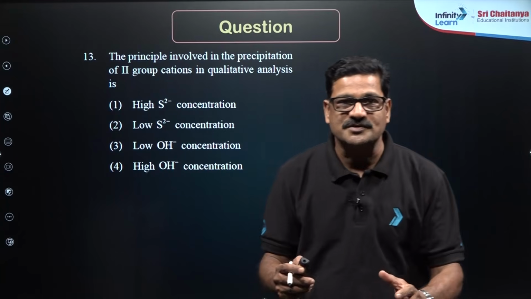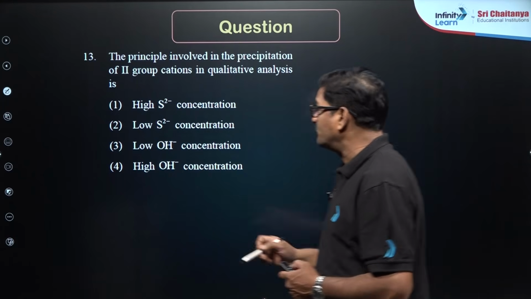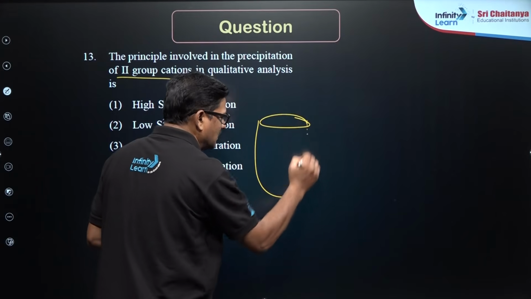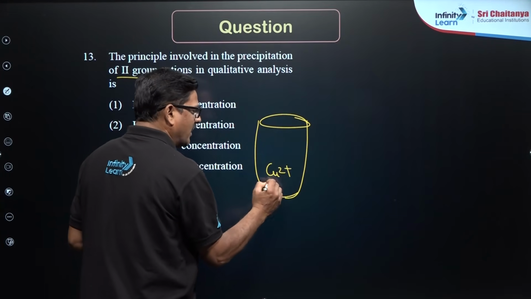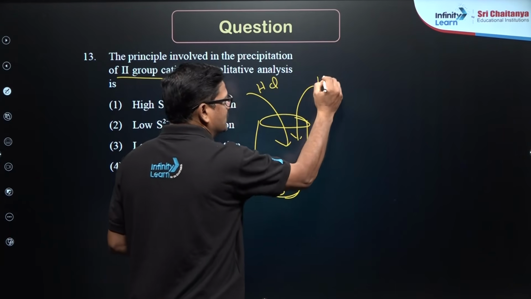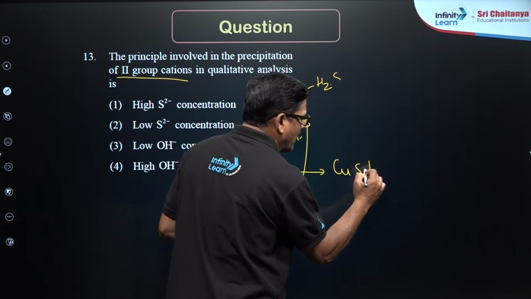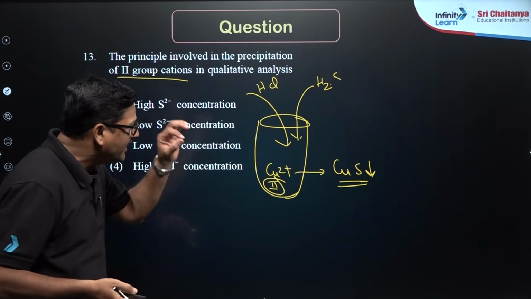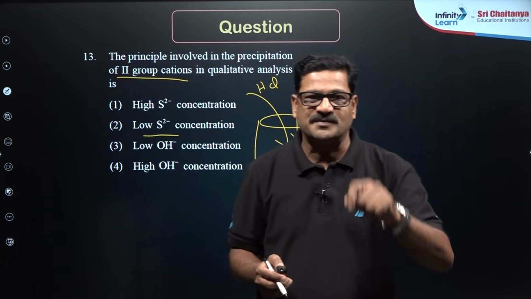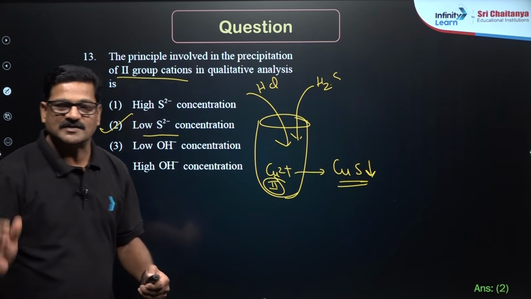Students, this question is based on qualitative salt analysis. The principle involved in the precipitation of group 2 cations: let us say copper 2 plus is a group 2 cation. Here you have to add dilute HCl and then pass H2S through it, so that a black colour precipitate of CuS is observed. It maintains a low concentration of S2 minus, and then only copper sulfide is precipitated in the acidic medium. So, option 2 is going to be the answer for this question.